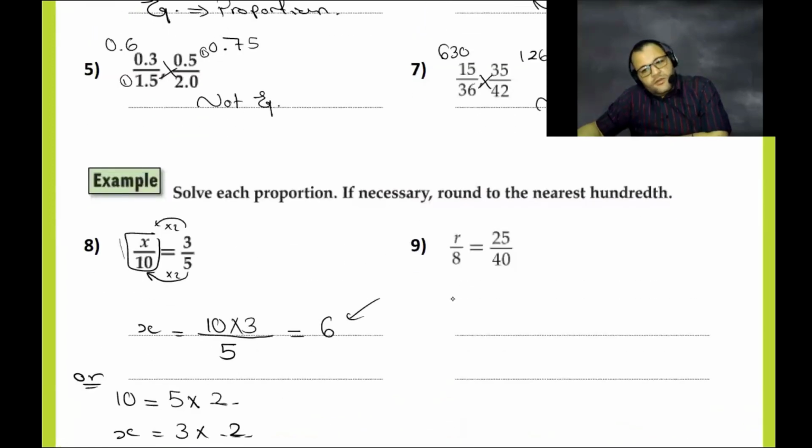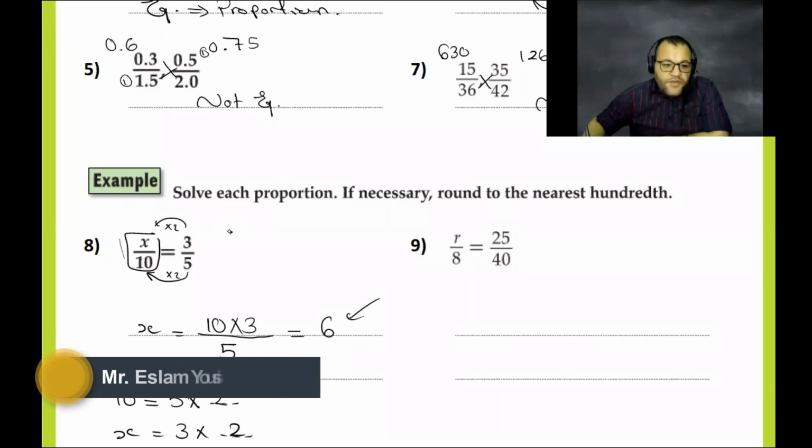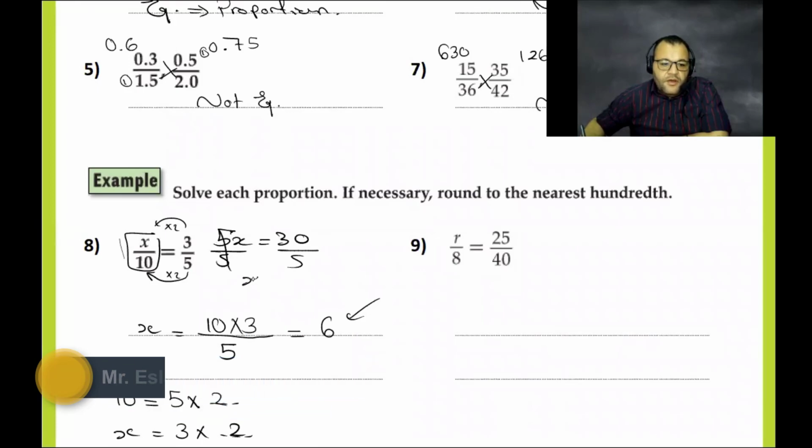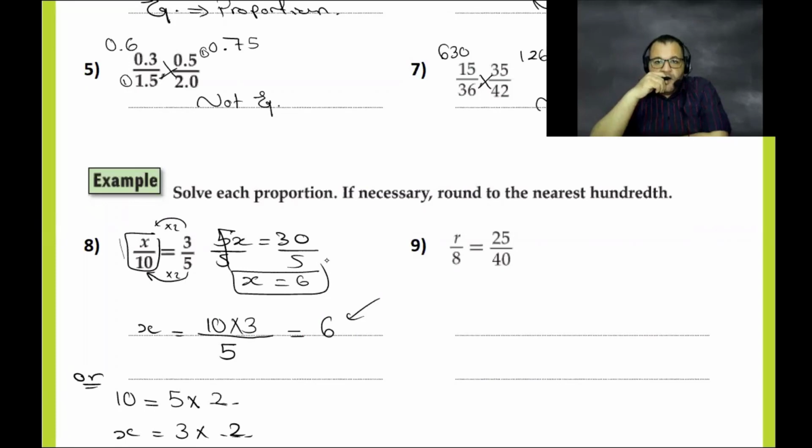Can I cross multiply with the variable so it will become 5x equals 30? That's one of the other ways. So it will be 5x equals 30. Then solve the equation by dividing by 5, then x equals 6. That's another way of solving the equation.